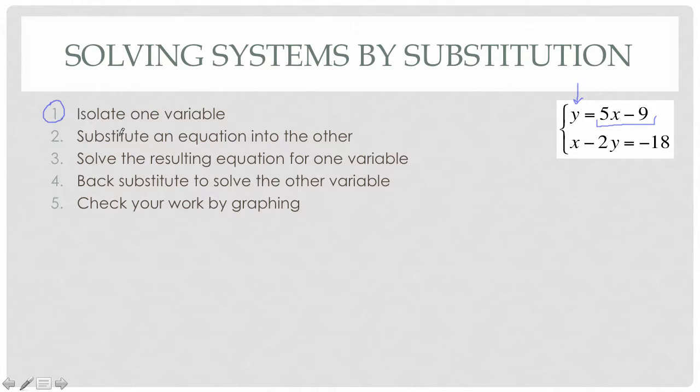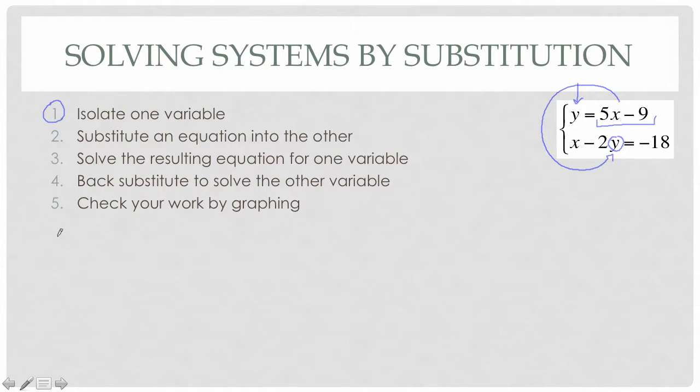Step 2 now says substitute the equation into the other. This is why it's isolated. So my y variable is the same as 5x minus 9. So in my other equation, when I see this y value right here, I'm going to substitute everything that y equals into that y right there. So y is equal to 5x minus 9. I'm going to put 5x minus 9 in place of y in the other equation right there.